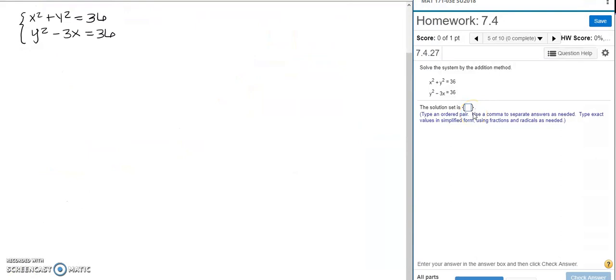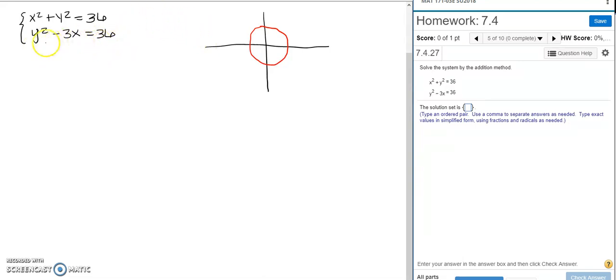Okay, so for this one, it says to solve by the addition method or elimination. Just to give you kind of a visual, you actually haven't seen graphs like the second one before, not in this class, but we don't really need the graph. I'm just kind of giving you a visual. The first one's a circle. X squared plus y squared makes it a circle. It would have a radius of 6. Again, this is a very rough graph. The second equation is actually a parabola that opens sideways.